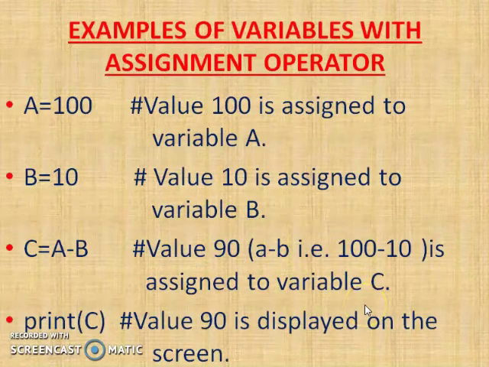Now in this slide there are some examples of the assignment operator. See the first one. A is equals to 100. Here value 100 is assigned to the variable a, and equal to sign is working as an assignment operator. In the second one also, the value 10 is assigned to variable b. In the third one, we are doing the calculation, that is c is equals to a minus b. Here value 90 is assigned to the variable c. And the last one is print c. Here I am going to print the value of that variable c, that is 90. It will display on the screen.